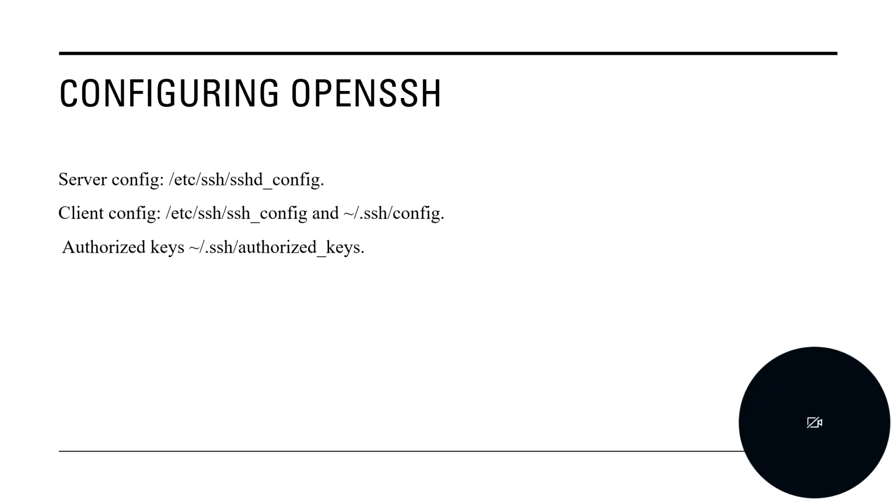So I'm going to show you 3 configuration tips for Open Secure Shell. For server config, use /etc/ssh/sshd_config. For client configuration, use /etc/ssh/ssh_config and ~/.ssh/config. For authorized keys, use ~/.ssh/authorized_keys.